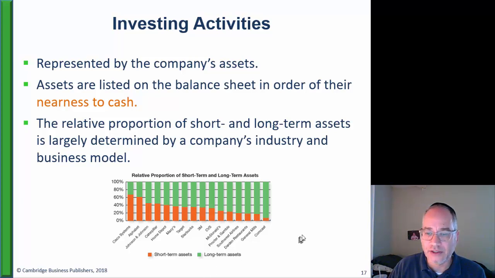And you can see here the proportion of short-term and long-term assets. So some companies are very liquid, like Cisco Systems has a lot of short-term assets, very few long-term assets. Cisco makes internet hardware and networking hardware. Alphabet is Google. You can see Google is very liquid. Whereas something like General Mills, they make cereal, is mostly long-term assets. That is factories and equipment, things like that.